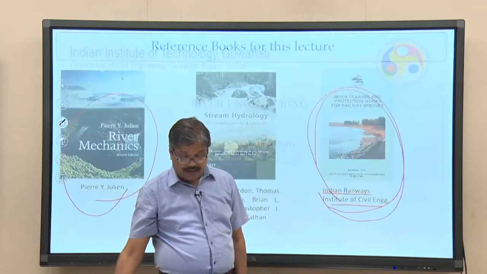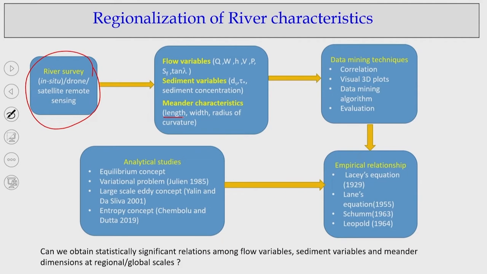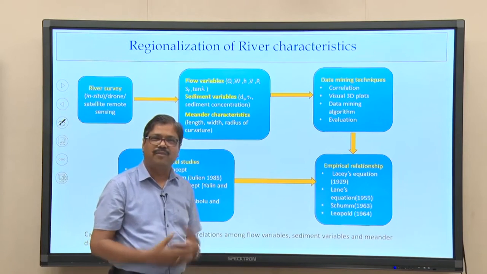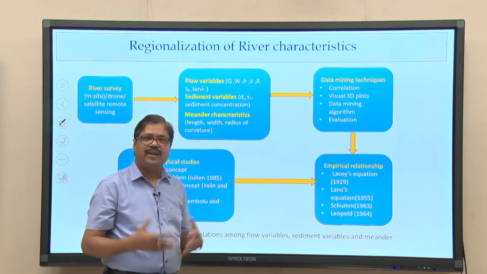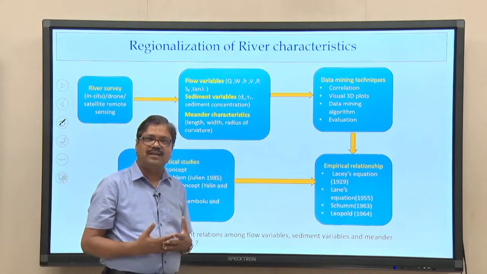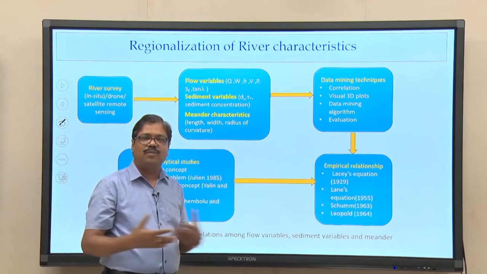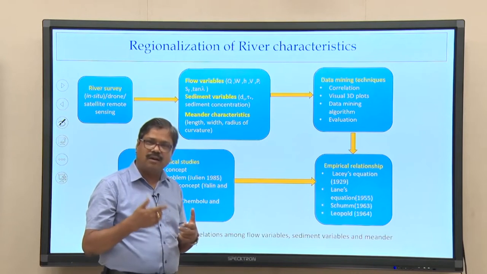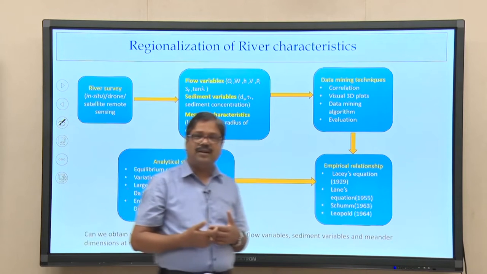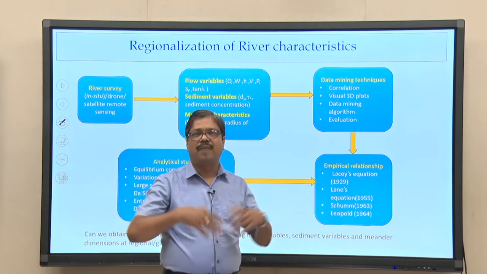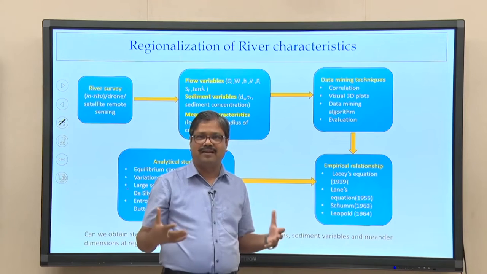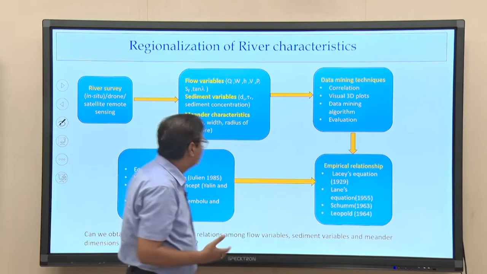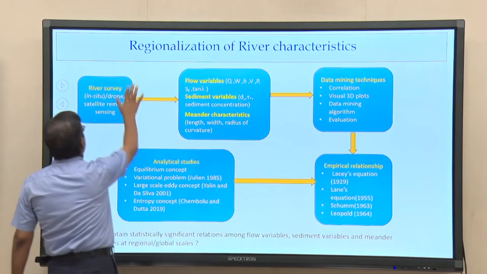Now let us come to the concept. If I look at it, the river has n number of degrees of freedom. That means we can visualize the river as having n degrees of freedom in terms of flow variables, sediment variables, and meander channels; the river bend has variability. So, how do we do it? We start by doing the river survey.